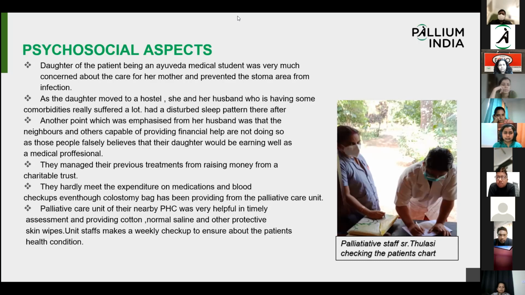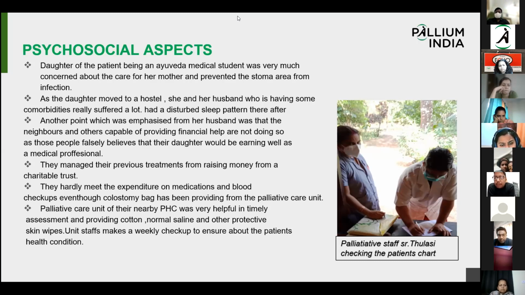The point emphasized by her husband was that neighbors and others who are capable of providing financial help are not doing so, as those people falsely believe that their daughter would be earning well as a medical professional. They managed their previous treatments by raising money from a charitable trust, and they hardly meet the expenditure on medications and blood checkups, even though the colostomy bag is being provided by the palliative care unit.